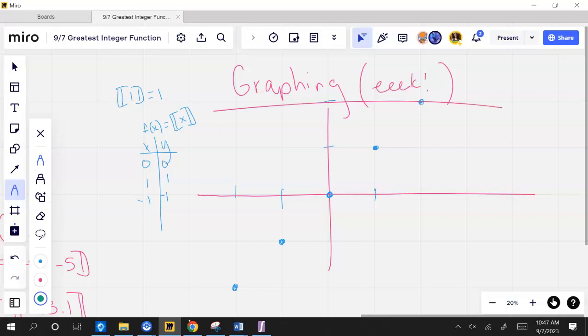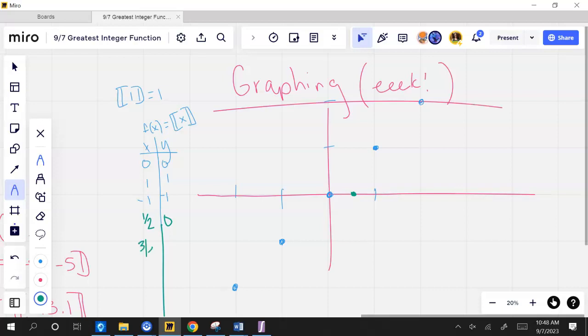What if I plugged in, let's say, a half? What's the y value then? 0, right? Because it rounds down to the nearest whole number. So here's a half, and there's zero. Do we all agree? Let's stick close by right now, and let's think.